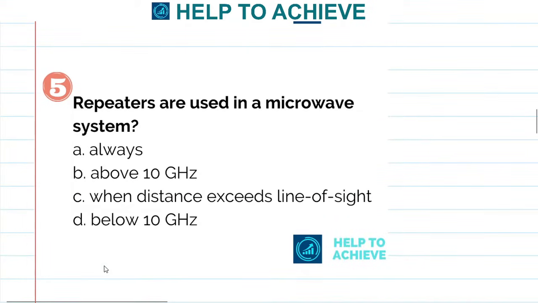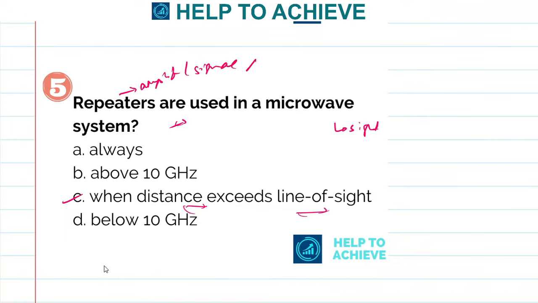Next, repeaters are used in a microwave system. Microwave systems are line of sight systems. So whenever the distance exceeds the line of sight, in this case repeaters are used. Repeaters are nothing but amplifiers, or you can say signal boosters.